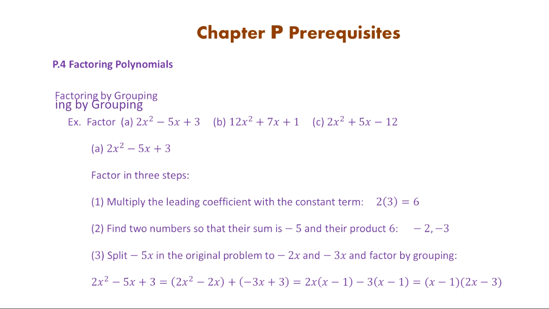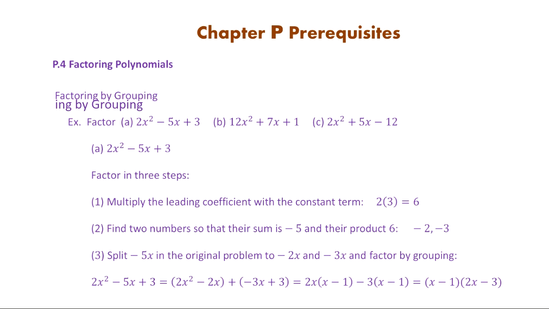So we need to find 2 numbers that multiply to 6 and add to -5. Those 2 numbers are -2 and -3. Then you use the 2 numbers from step 2 to split the -5x in the problem into negative 2x and negative 3x. And then we have 2x squared minus 2x minus 3x plus 3.